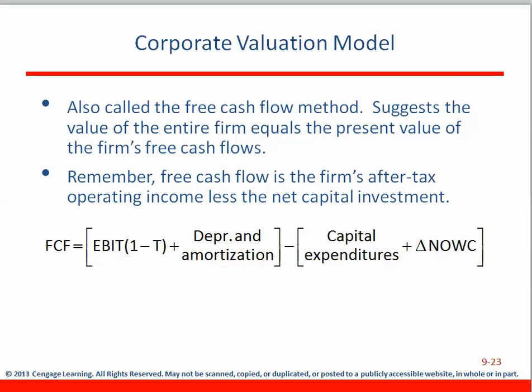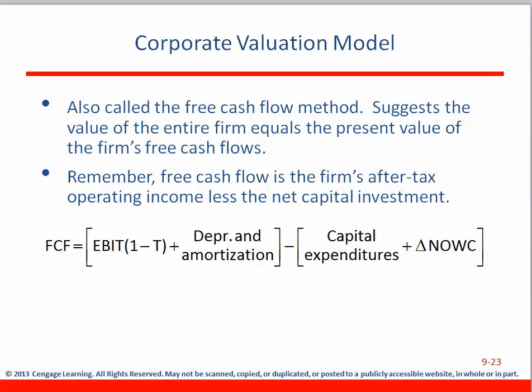So the corporate valuation model, also called the present value of the free cash flows, tells us that the value of the entire company is equal to the present value of the firm's free cash flows. So to get from there to stock price, we just have to subtract the debt and divide by the number of shares, and we can come up with the stock price.